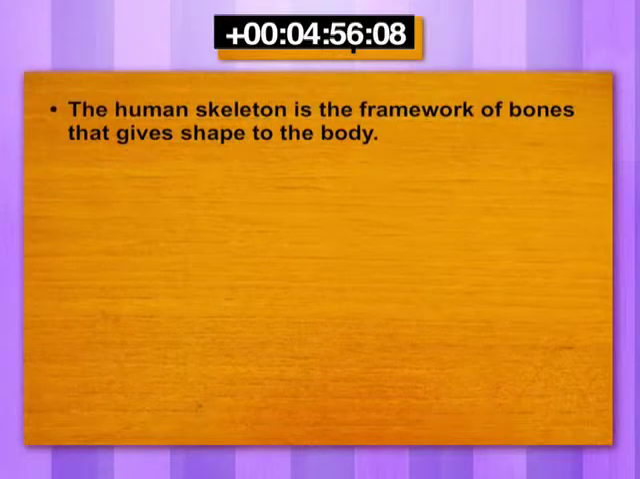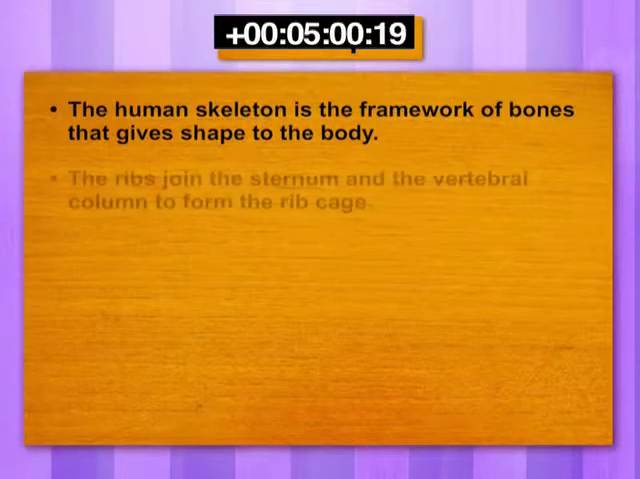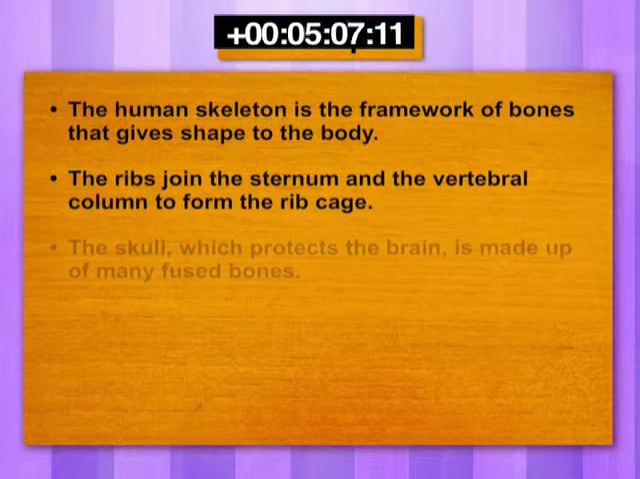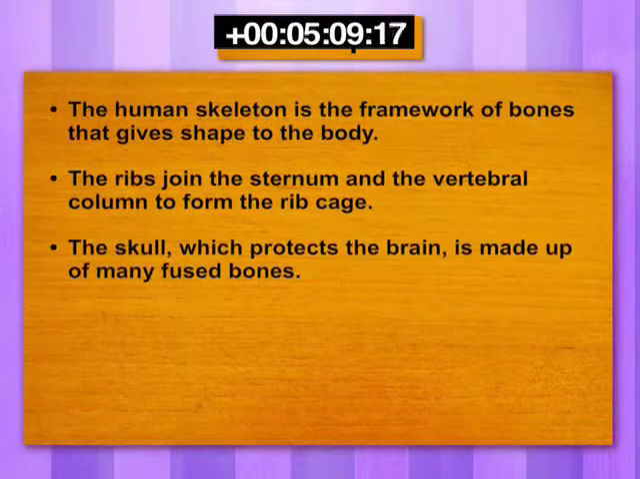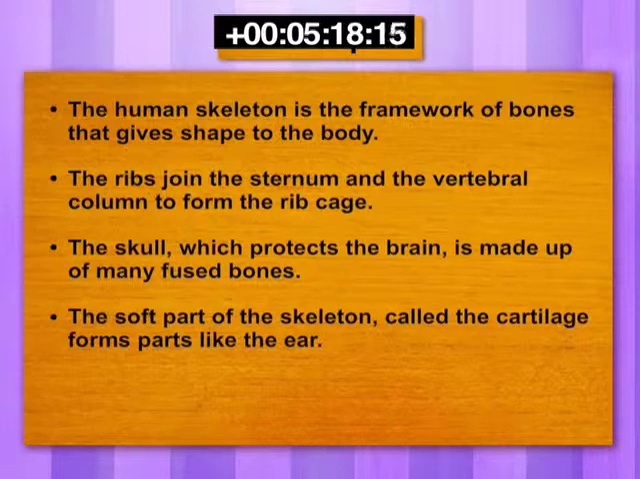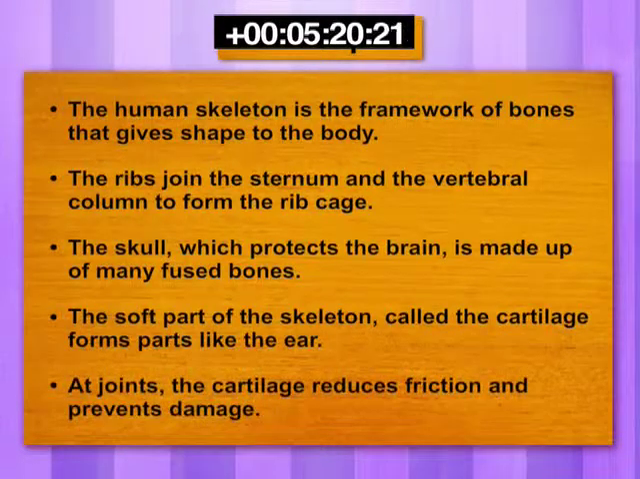In this module, you learnt the following. The human skeleton is the framework of bones that gives shape to the body. The ribs join the sternum and the vertebral column to form the rib cage. The skull, which protects the brain, is made up of many fused bones. The soft part of the skeleton, called the cartilage, forms parts like the ear. At joints, the cartilage reduces friction and prevents damage.